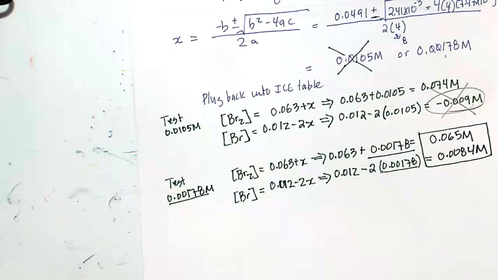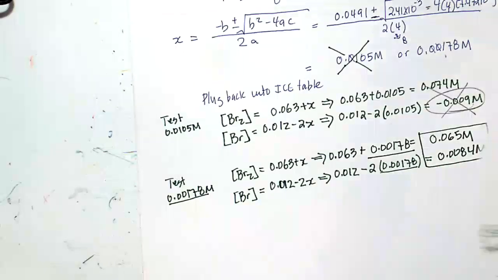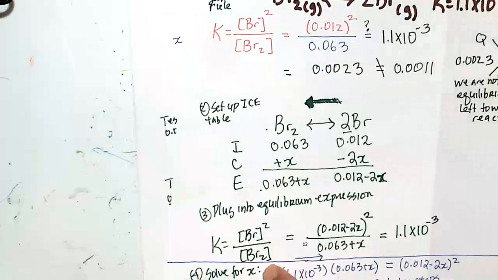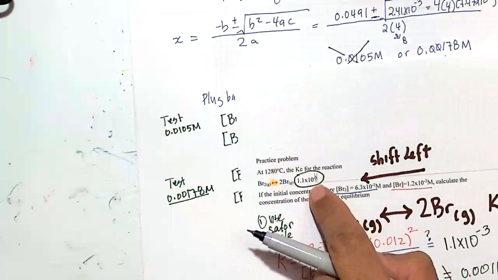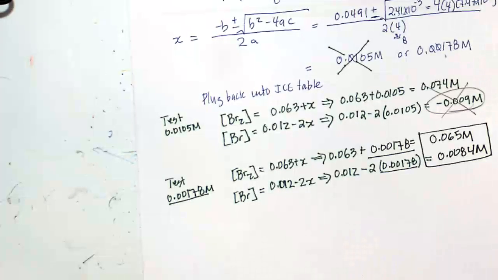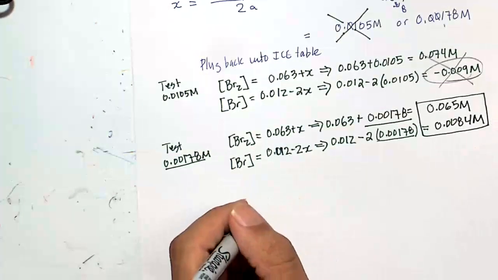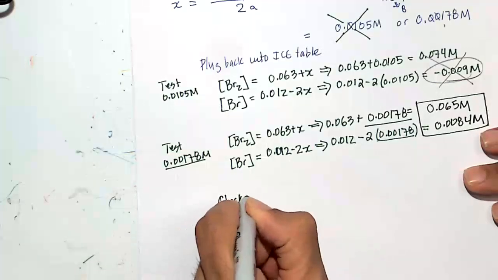So how do I know it is the right answer? How can I be 100% sure? What can we do? Plug it back into the equilibrium expression. Very good. And what should it equal? 1.1 times 10 to the minus 3. It should be reasonably close. So let's plug it back in to check our answer.